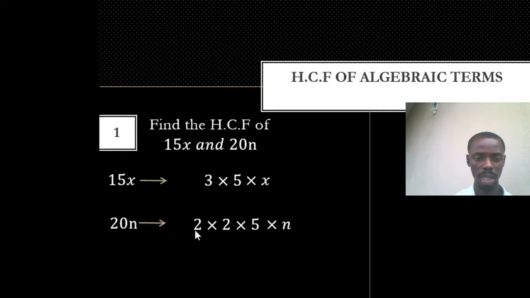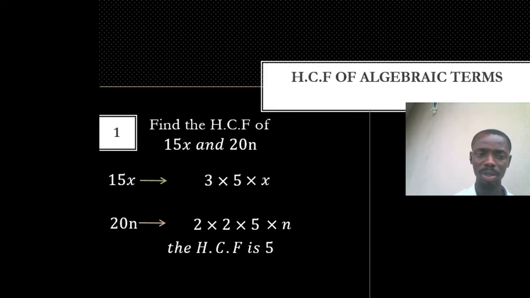So what do you think is the next thing to do? This is a 3. There is no 3 here, so I can't pair this 3 with anything else. This is a 5 and there is a 5 here. So this single pair of 5 that is common is enough to make my HCF. So the HCF of 15x and 20n is 5.